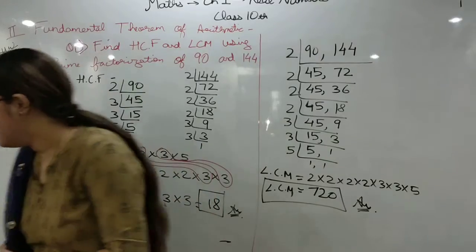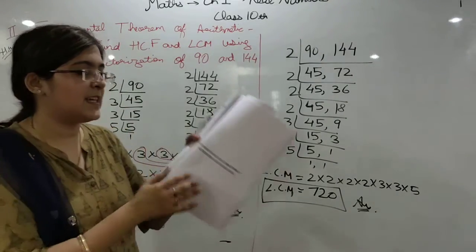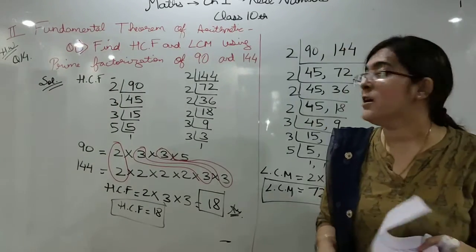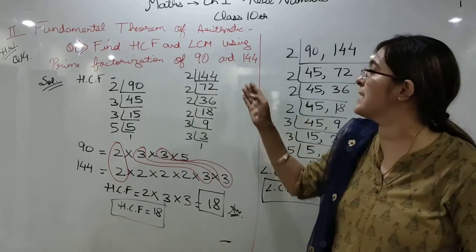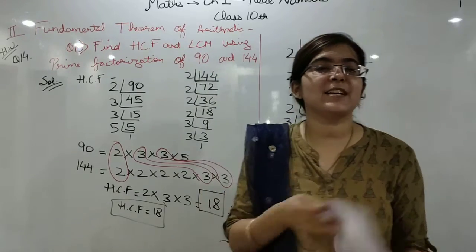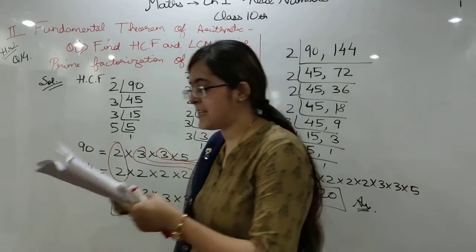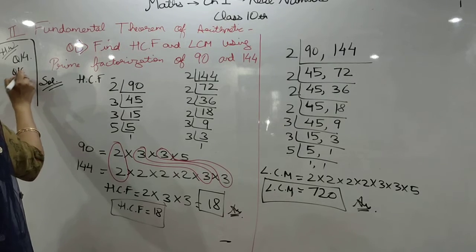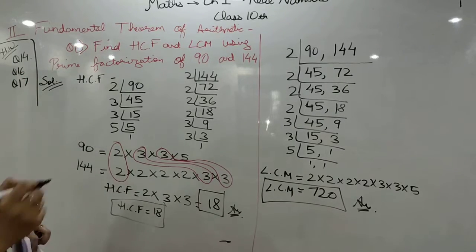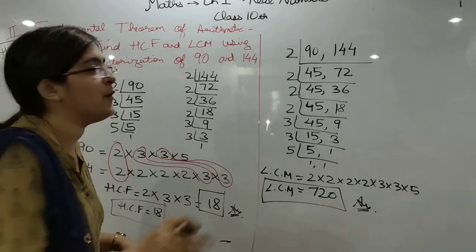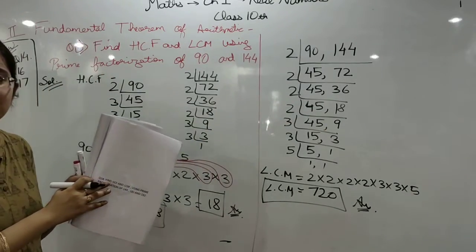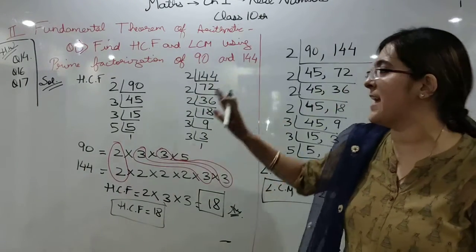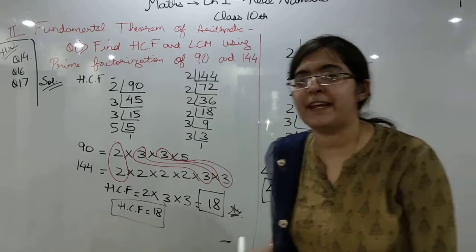Question number 15. Now see, question number 16 and 17 are the same. You have to just find the HCF and LCM using this prime factorization method. So 16 and 17 will be your homework. First, pause the video and write down question number 15 in your question booklet. Then solve question number 16 and 17. They are the same as question number 15.